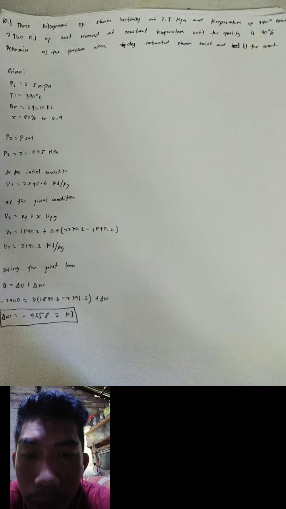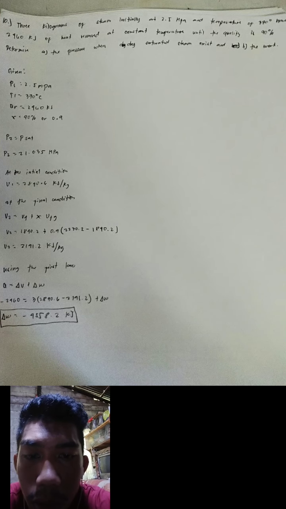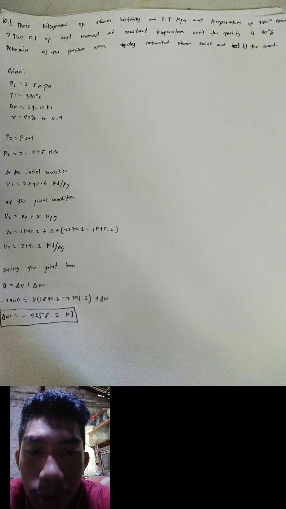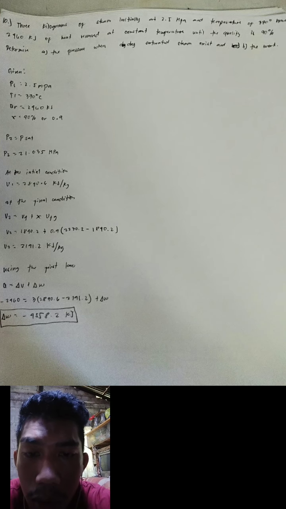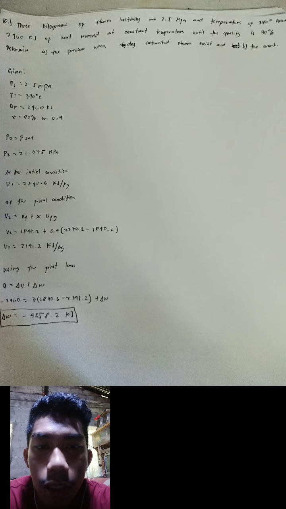So the value for Vf is 1,840.2 plus the X, which is 0.9, multiplied by Vfg, which is 2,230.2 minus 1,840.2. So the V2 is equal to 2,191.2 kilojoules per kilogram.